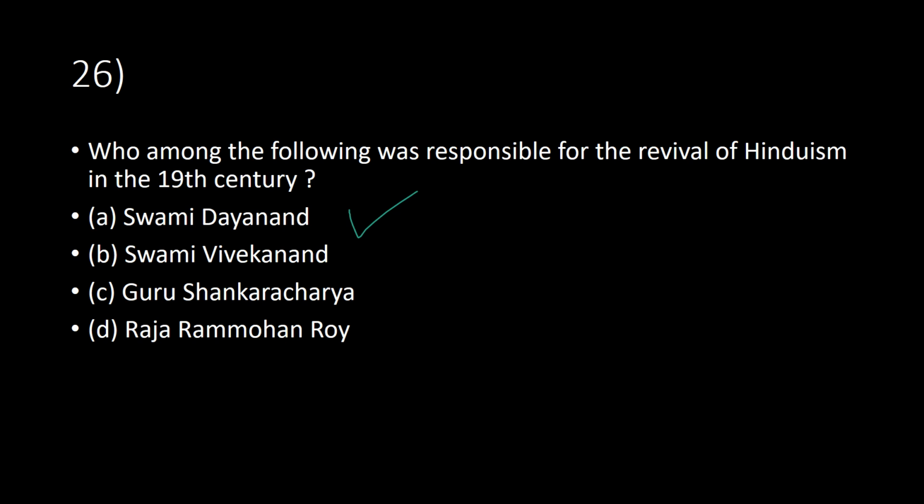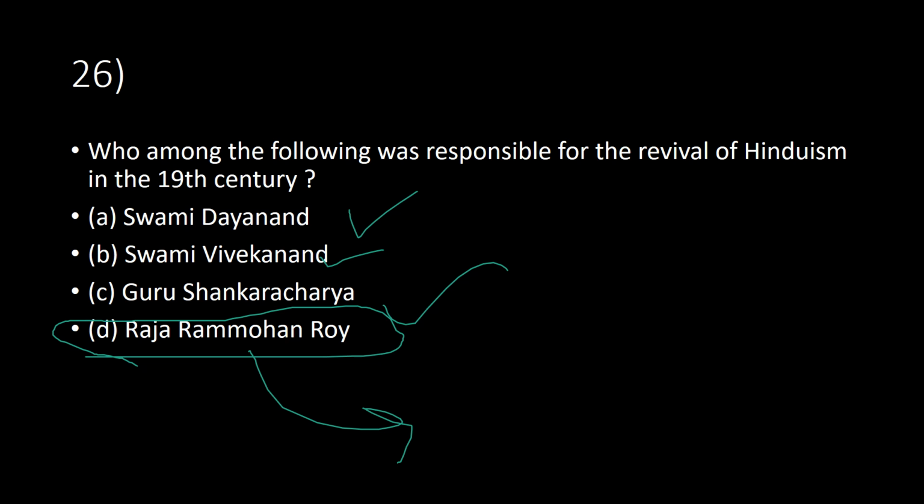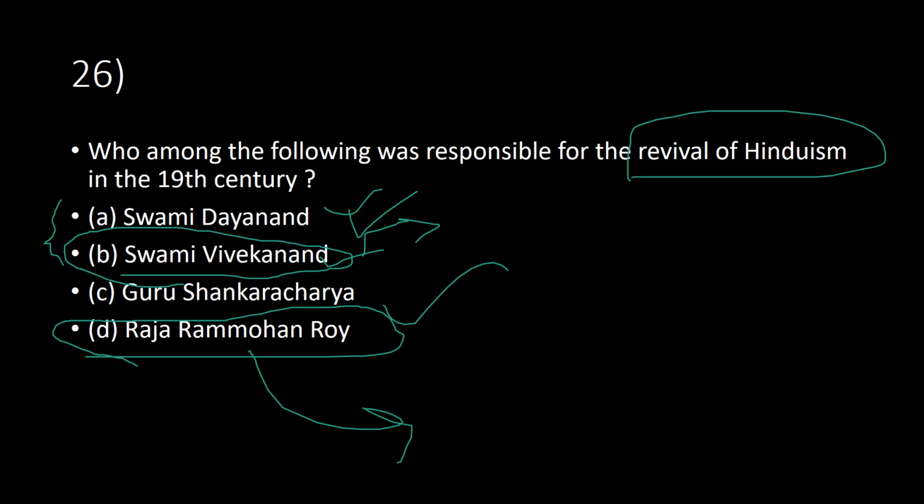So who among the following was responsible for the revival of Hinduism in the 19th century? Was it Swami Dayananda Saraswati, or Swami Vivekananda, or Guru Shankaracharya, or Raja Ram Mohan Roy? You know that Raja Ram Mohan Roy mainly fought against social evil practices, and Swami Vivekananda, you know that he is a great philosopher, and Swami Dayananda Saraswati too. All three fought against the social and economic evil practices that were prevailing, and the only one who helped in the revival of Hinduism is, as the name itself suggests, Guru Shankaracharya. Okay, so he solely devoted his life to the revival of Hinduism.